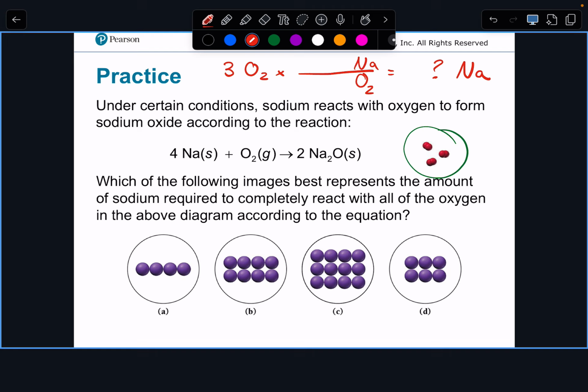And if you want to see math-wise how I did that, it would be 3 molecules of O2 is what I'm starting with. How many atoms of sodium do I need? But I'm still getting the ratio from the balanced equation. So 4 sodiums for every 1 oxygen. So that's why I know I need 12 sodium atoms. It's always good when we have pictures because then you can actually push the math to understanding the concept.